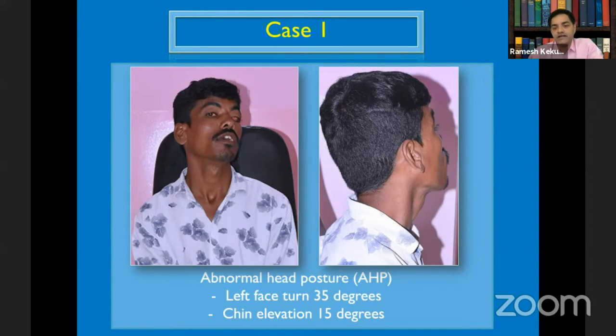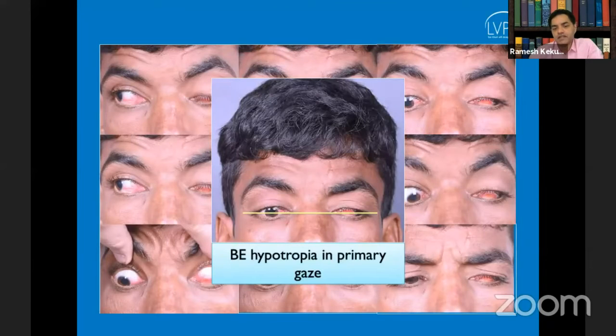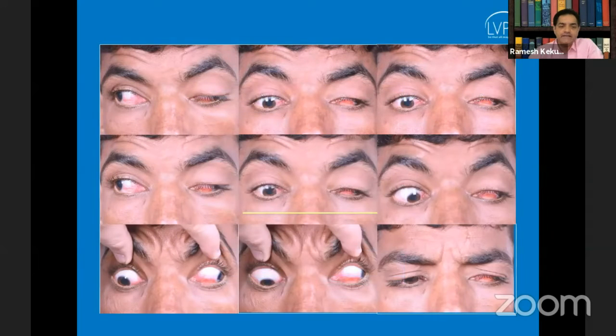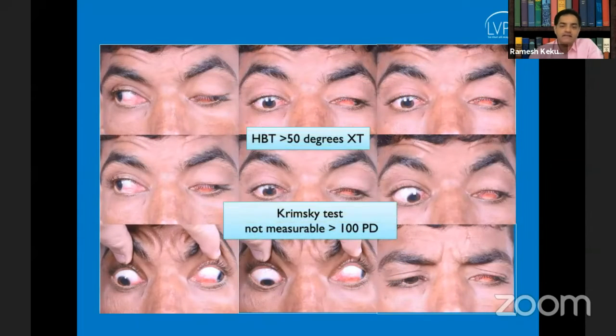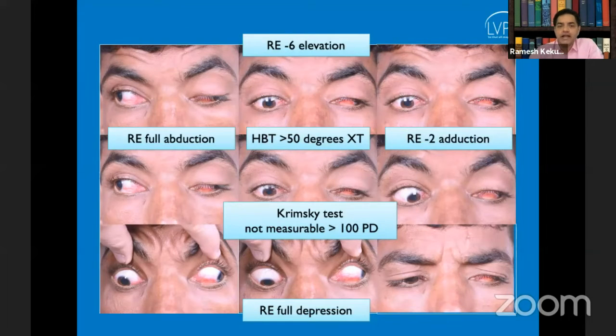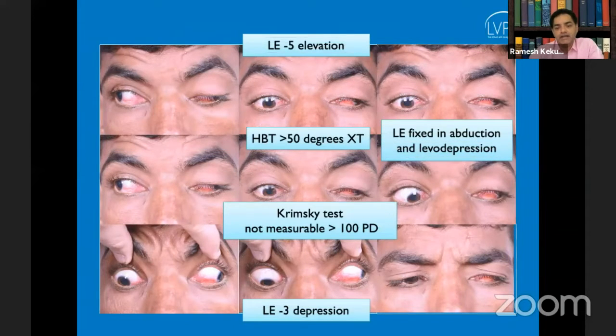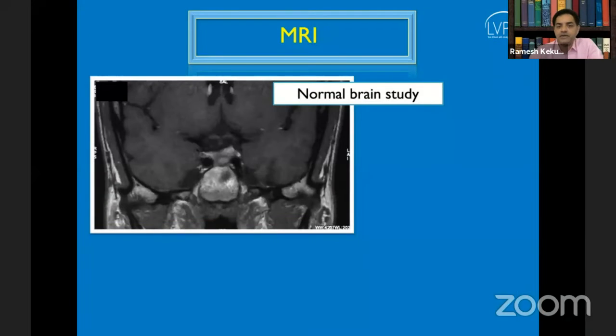Type 1, you can see large face turn for this patient, 35 degrees with the chin elevation, and he is fixing with abduction in the right eye. Hypertropia with exotropia, you can see in the primary position. You can see his motility wise, there is a large exotropia with hypertropia. And you can see the elevation is defective in both sides. And sometimes measurement is not so much important. We might have to depend on Hirschberg test in these patients.